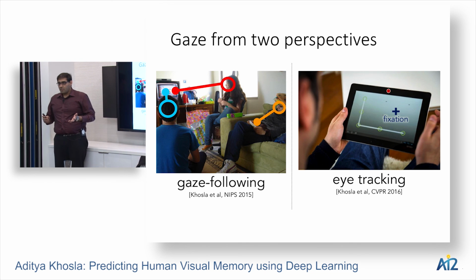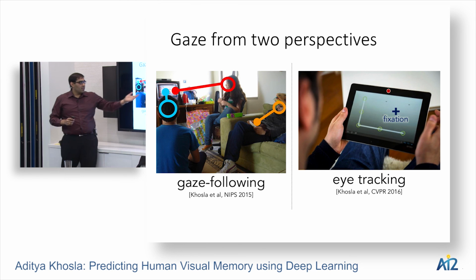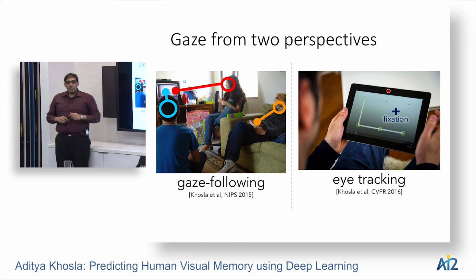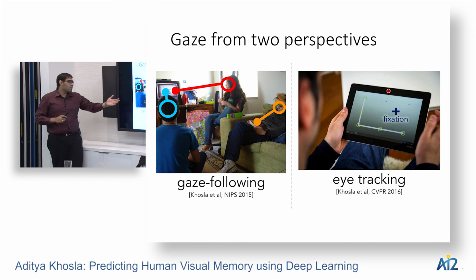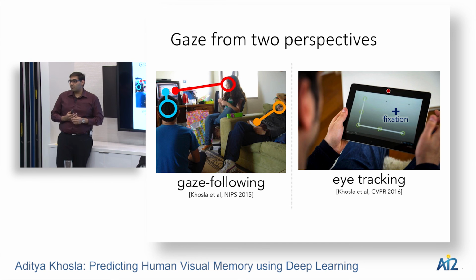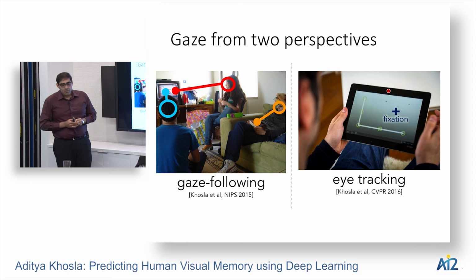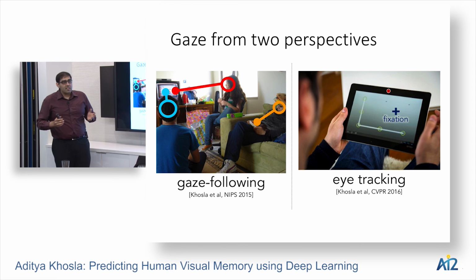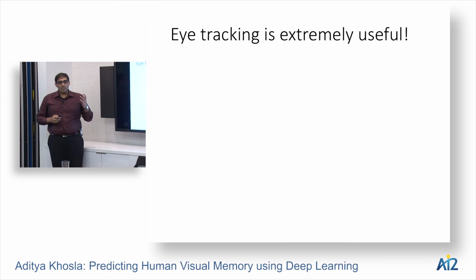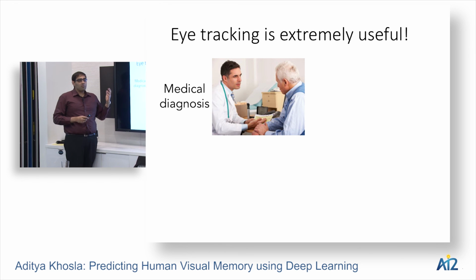Can we tell where people are looking at the device? This is called eye tracking, and I'm sure many of you are familiar with it. It has been around for a long, long time. It's nothing new. I didn't invent eye tracking. And it's extremely useful. It's been around since the late 1800s. People have used it for something like medical diagnosis.